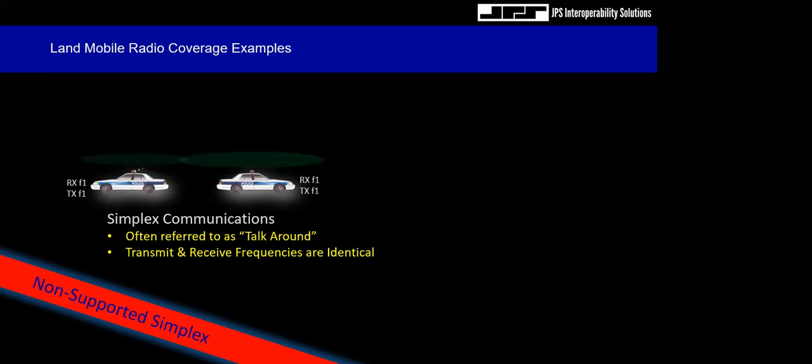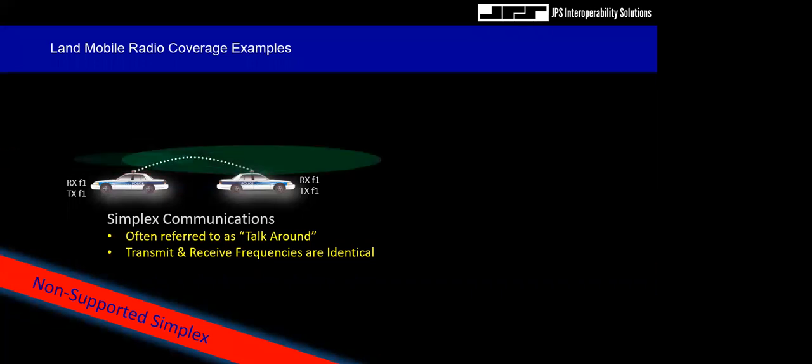Simplex communications is quite simple, meaning the transceiver or the radio will transmit and receive at the same frequency. You can see in my diagram I have the transmit and receive frequencies, not discrete frequencies, but I'm going to use a designation. In this example, F1 is the transmit and receive frequency. So this means I can deploy what you may have heard termed non-supported simplex.